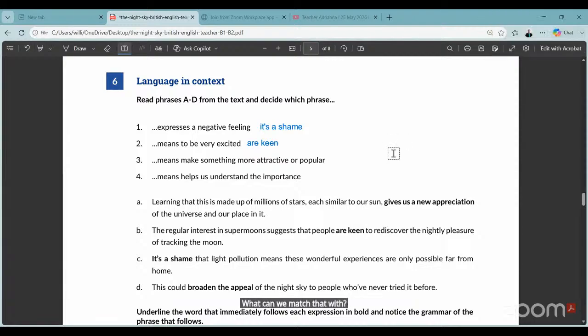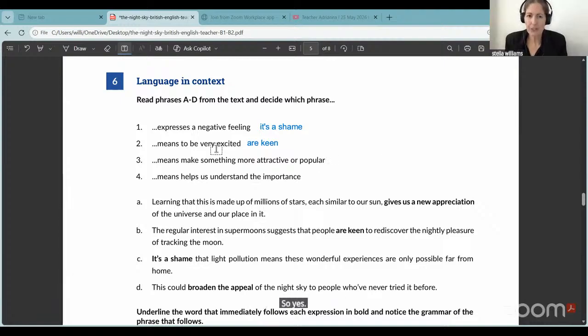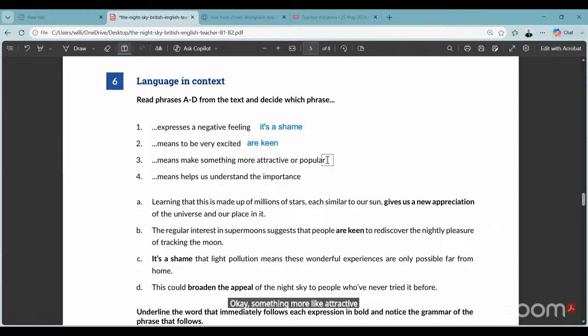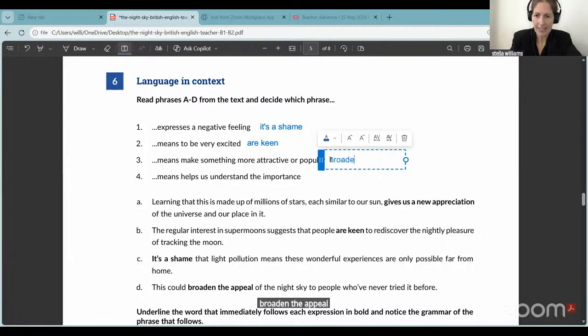I think broaden the appeal. Good. Broaden the appeal. Number 3D. Something more attractive. Okay, Louis, we're gonna say that. Broaden the appeal.